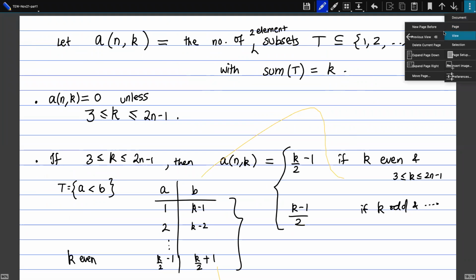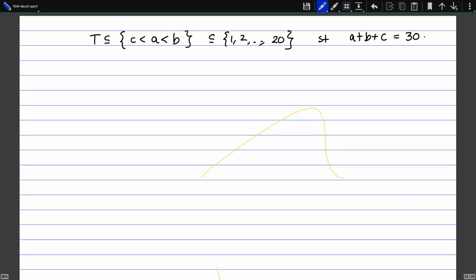Let me go back to my original three element problem. What was my question? I wanted the number of subsets T. Forget the number right now. What I'm looking for is three element subsets T of, let me call it, what do we need? C less than A less than B, is it? That was our choice. So all three element subsets, a subset of 1 through 20, such that A plus B plus C equals that. Correct?